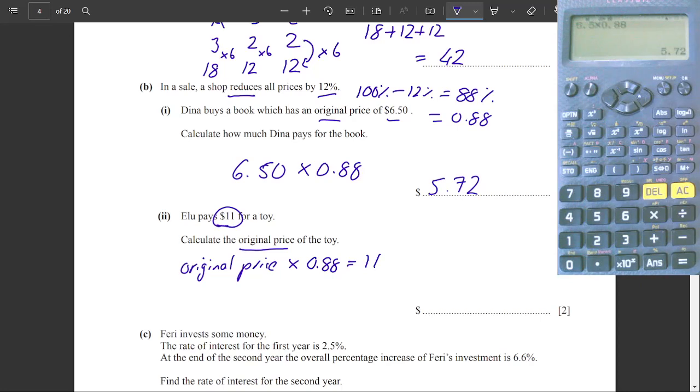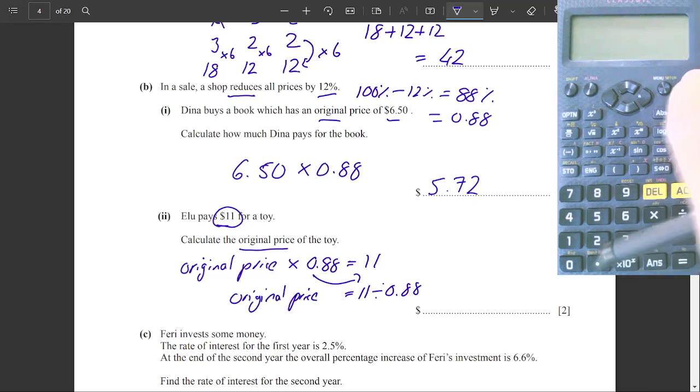We now want to know the original. So when we work backwards, we need to do 11 divided by 0.88 to get the original price. So let's do that. And that's $12.50. Does it make sense? Yes. The original price was $12.50, it got reduced, and now that is the new price.